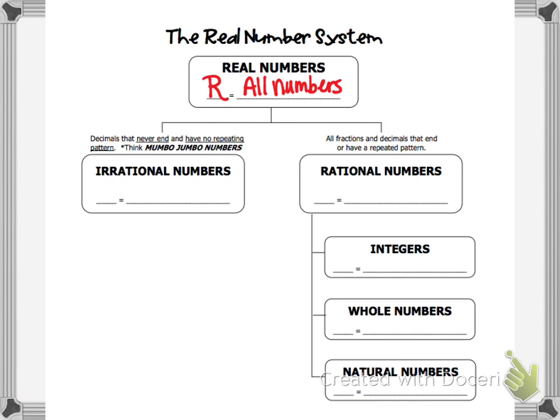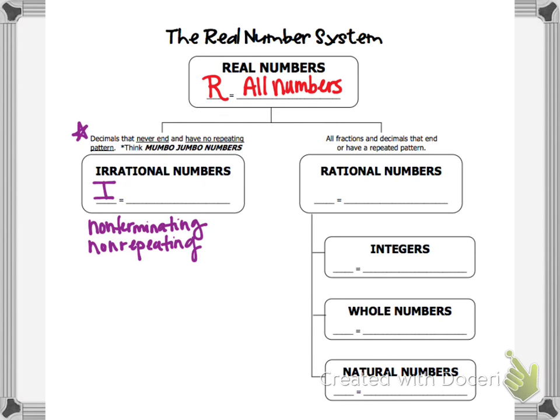Okay, now you can tell that from real numbers it drops down and it splits into two parts. On the left, we have irrational numbers, and on the right, we have rational numbers. Okay, so let's talk about irrational. Very important. Irrational numbers are decimals that never end and have no repeating pattern. So we call this non-terminating. That means that a number never ends. And then non-repeating means that a number does not ever repeat. Okay, so to signify an irrational number, we're just going to use a capital I.